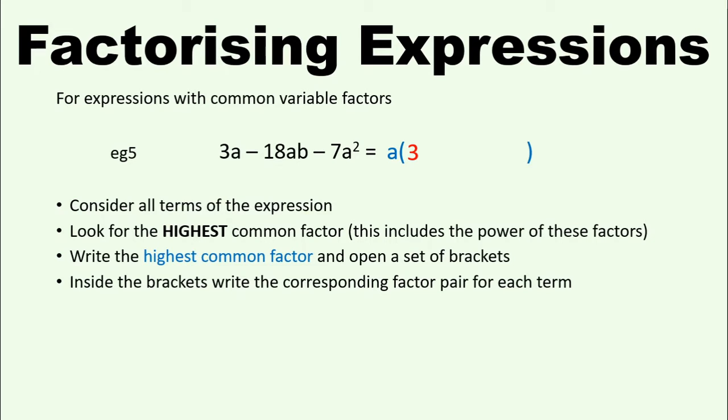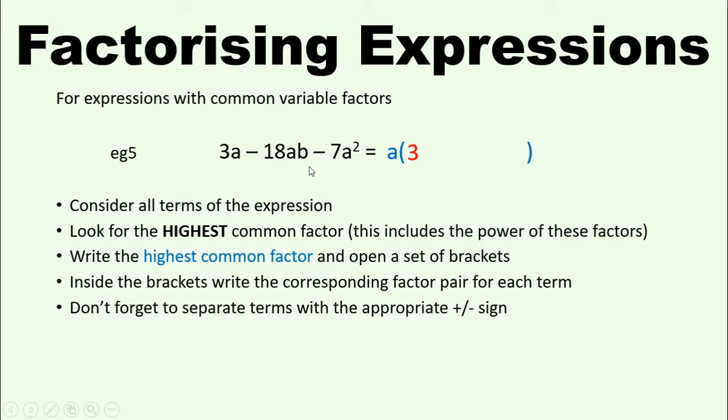For the second term, if I factor out the a, that is if I divide negative 18ab by a, I will be left with negative 18b. Don't forget the sign. The sign is very important. Here it's a minus sign because I'm dividing a negative term by a positive variable. Negative divided by positive is negative, so negative 18b.